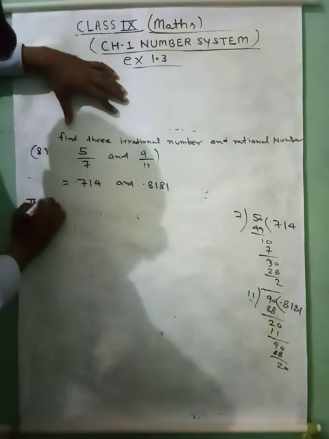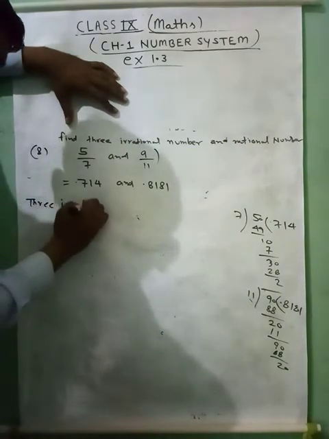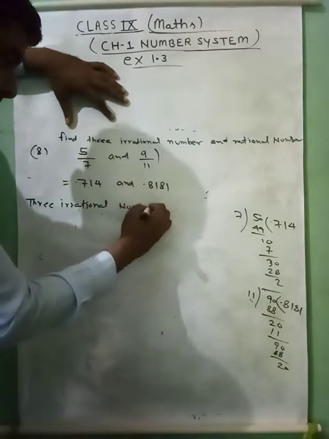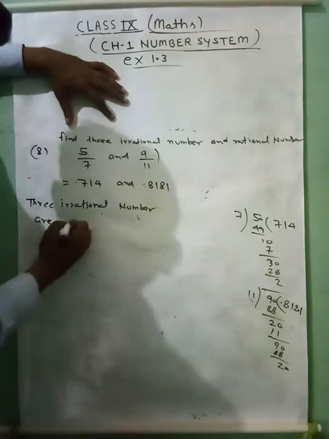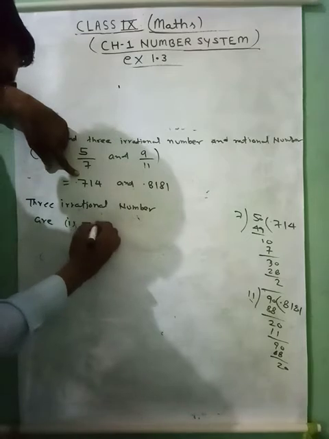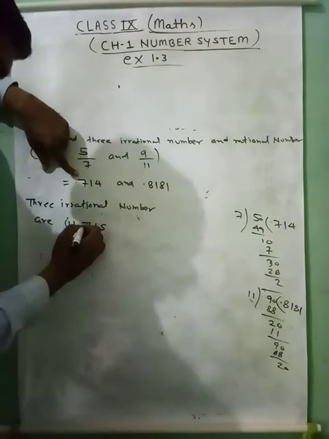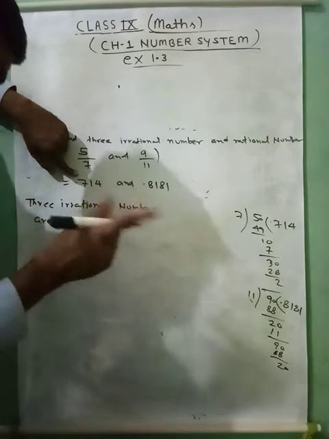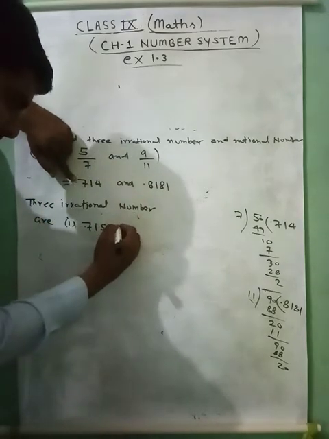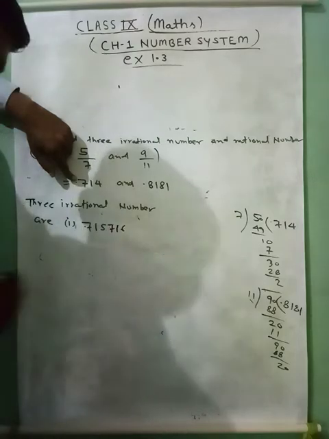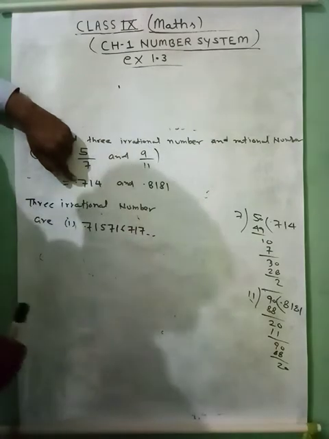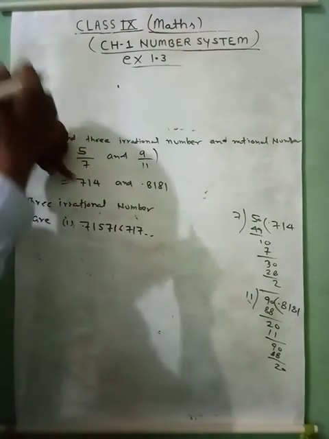So the 3 irrational numbers are, first number, we can write after 0.714, here 0.715, 0.7156, 0.71567 and so on. Clear? Try to understand. It's non-terminating, not repeating.